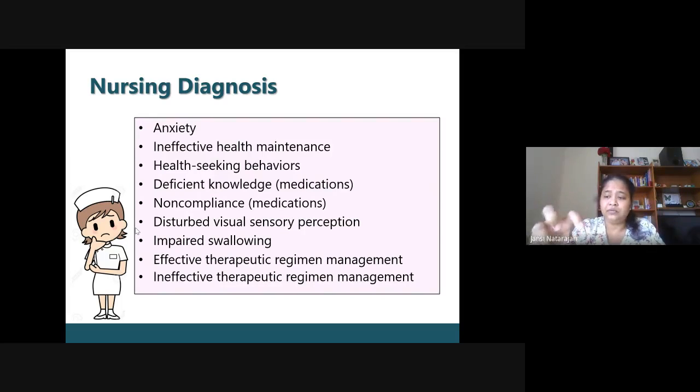Therapeutic regimen means, okay, you need to take this injection, like for a diabetic patient, you need to take insulin daily, or for a hypertensive patient, you need to take this medication every day, morning and night. Okay, those things. There are some who can manage it very well. There are some with ineffective therapeutic regimen management. As I said, non-compliant. Okay, so many diagnoses we can make based on the problems we come across with the patients.